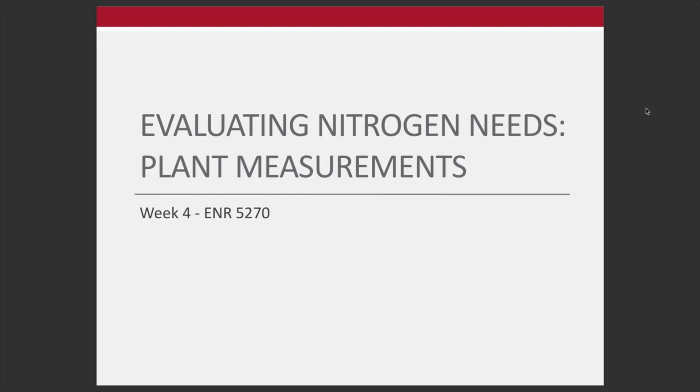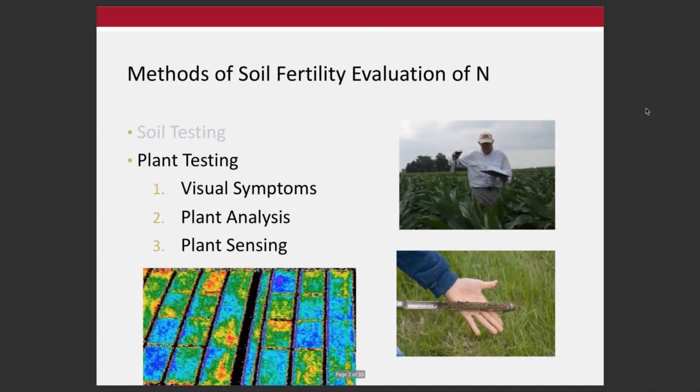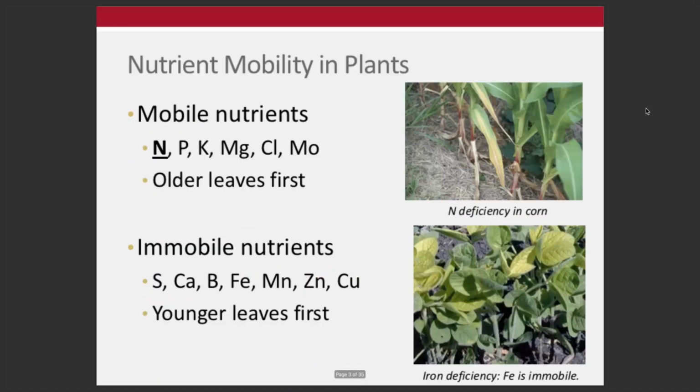Second part of thinking about evaluating nitrogen needs is going to focus on plant measurements. Okay, so again, our outline for this module is plant testing. We've already discussed soil testing, and we can broadly think about plant testing as using our eyeballs, visual symptoms. We can think about plant analysis, and then finally plant sensing. So that will be the outline.